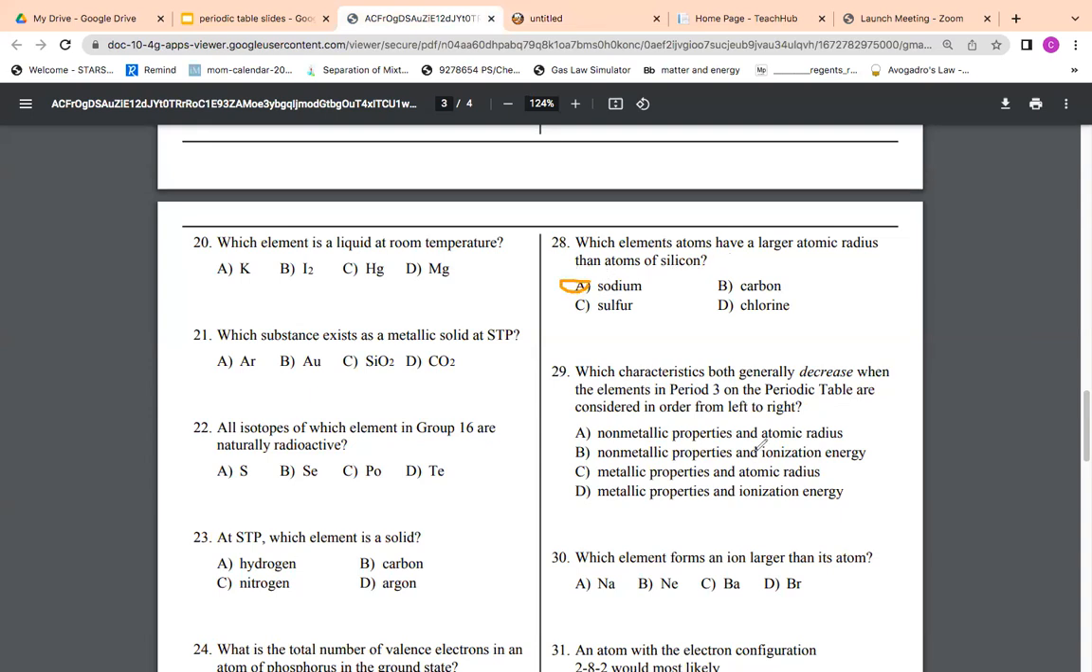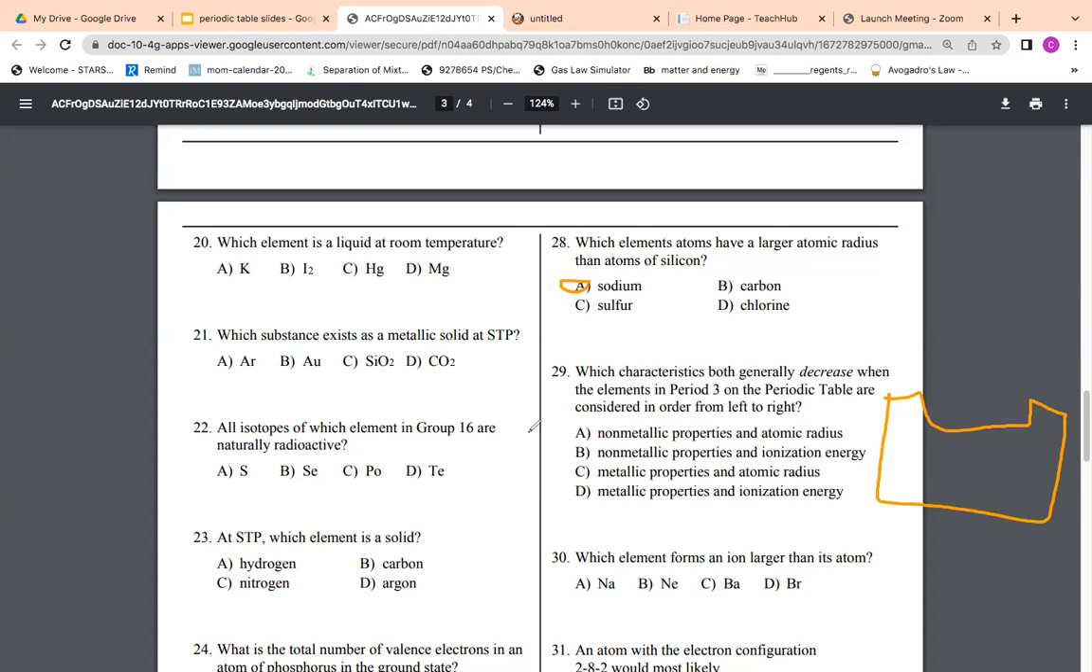Number 29. Which characteristic both generally decrease when the elements in period 3 on the periodic table are considered in order from left to right? Now, let's just go back real quick. So we want to look for the things that are decreasing. It's easier to just draw a makeshift periodic table.